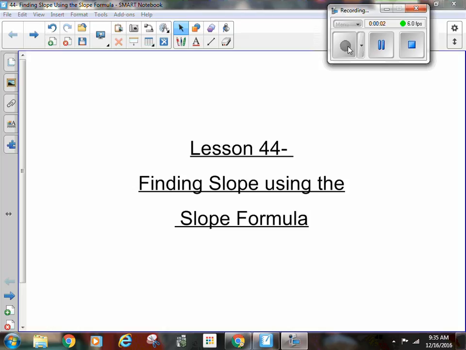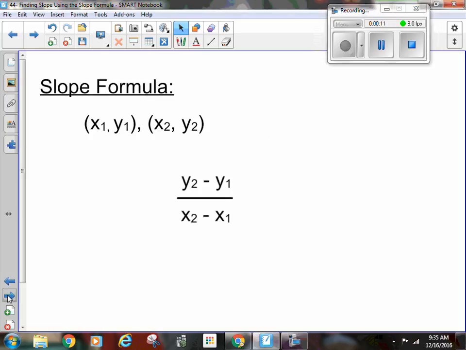All right, ladies and gentlemen, we talked about rate of change and slope a couple lessons ago, and today we're going to do finding slope using the slope formula. Just to remind ourselves, the slope formula comes from two ordered pairs, x1, y1, representing the first point, and x2, y2 representing the second point. You do your change in y over your change in x: y2 minus y1 over x2 minus x1.